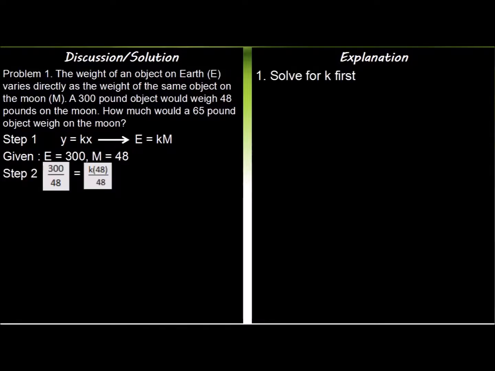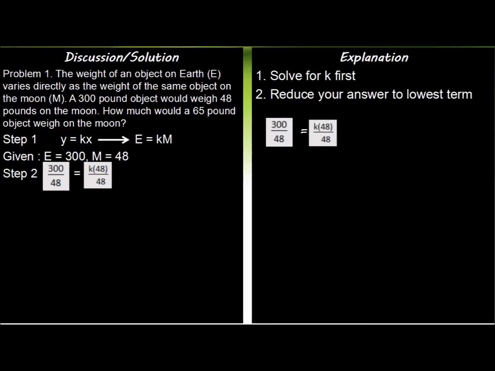And for our step 2, we have here the formula E is equal to k times m. The E there is 300 equal to k times 48, which is the value of m. To solve for k, we have to divide both sides by 48 to isolate the k there. So we reduce the answer to lowest term, and we have here the value of k, which is 25/4. Now again, 25/4 is our value of k.